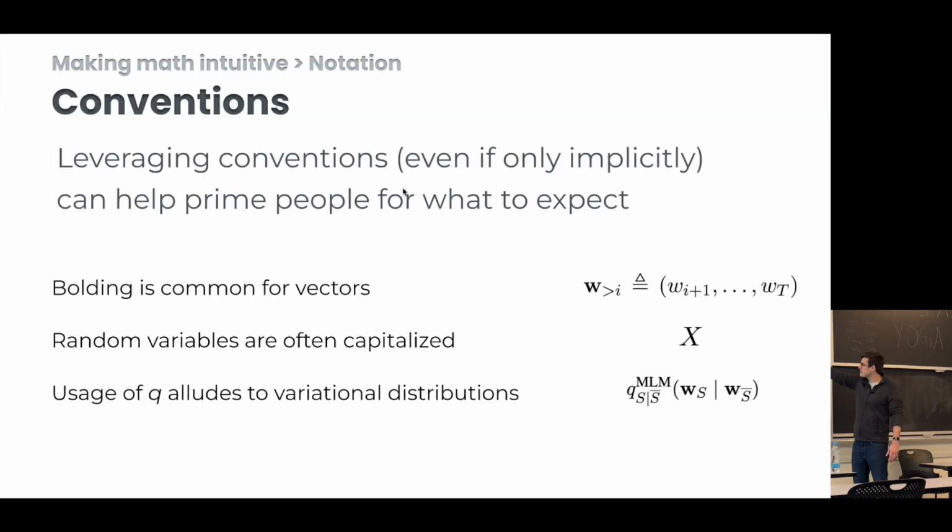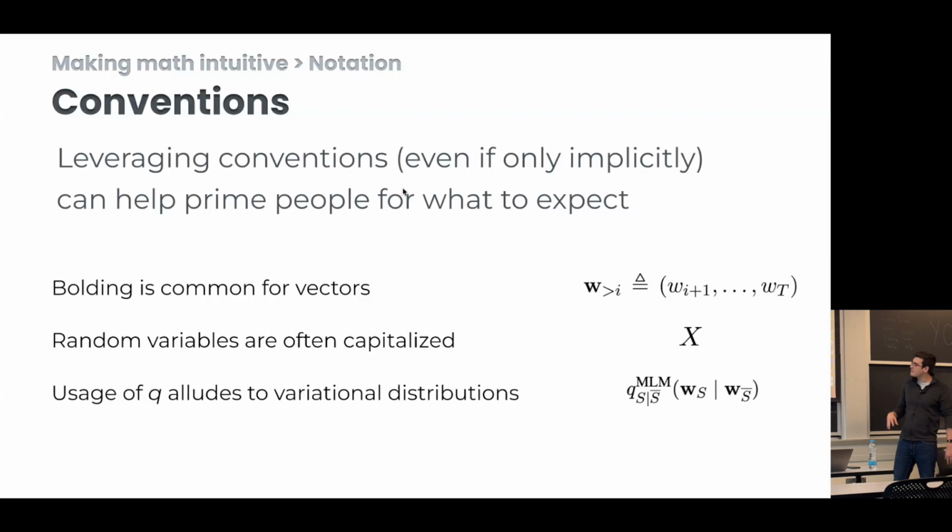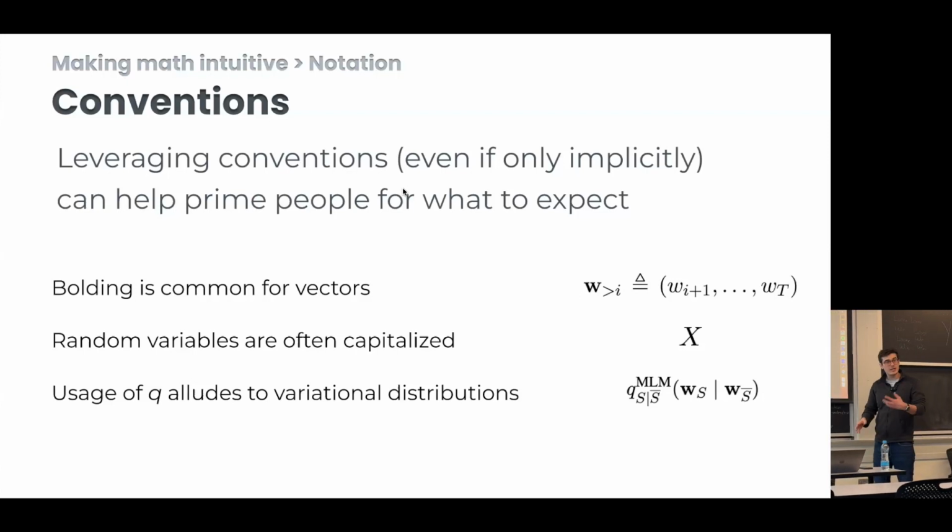And you have others. Random variables are often capitalized in a lot of texts, and some are a bit more specific, like Q, which is often used in variational inference. So if you bring it up, maybe in the back of people's heads they'll think, oh, maybe there's something to do with variational inference here, which is a connection you may or may not want to make. But even if you don't mention it explicitly, it helps prime people for what to expect.